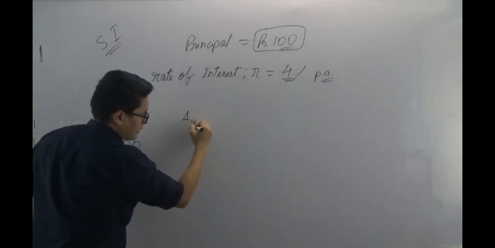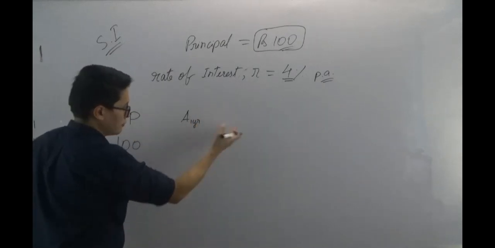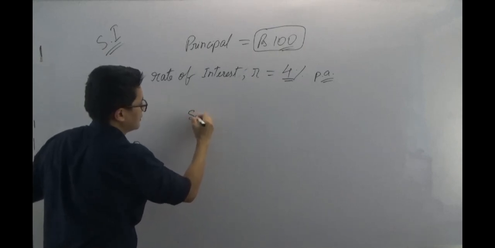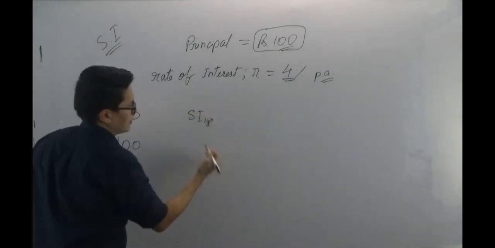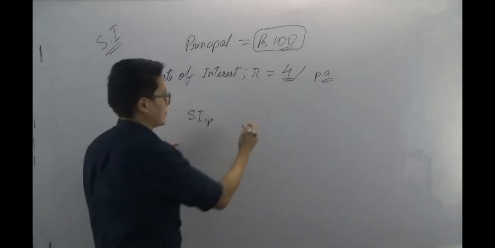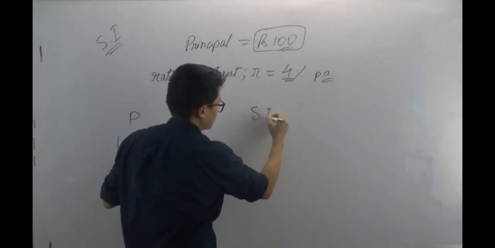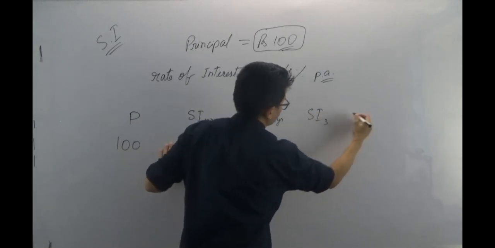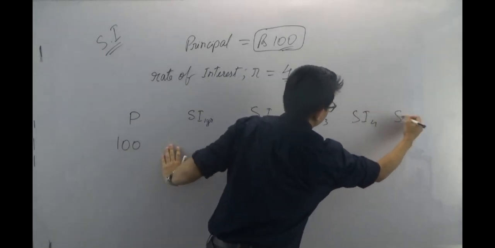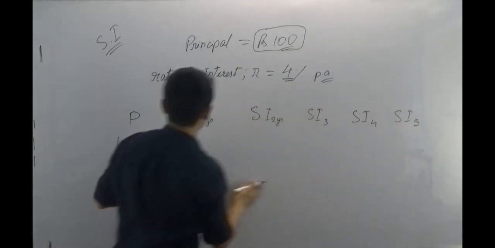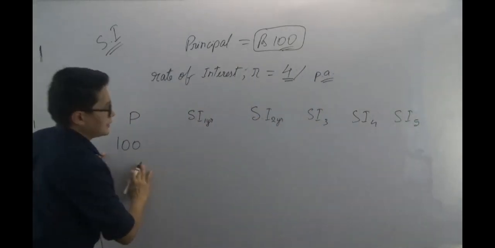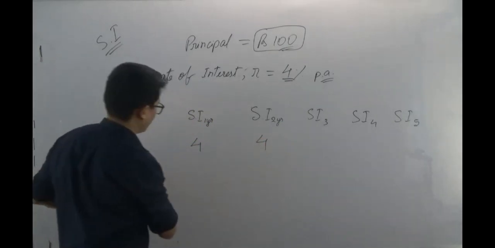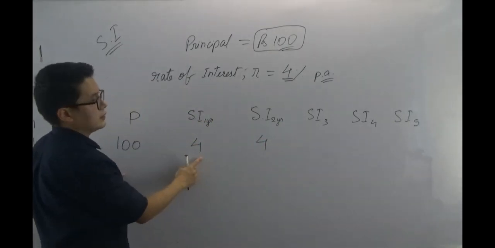Simple interest for the first year. Let me show you something: simple interest for 2 years, similarly simple interest for 3 years, simple interest for 4 years, simple interest for 5 years.